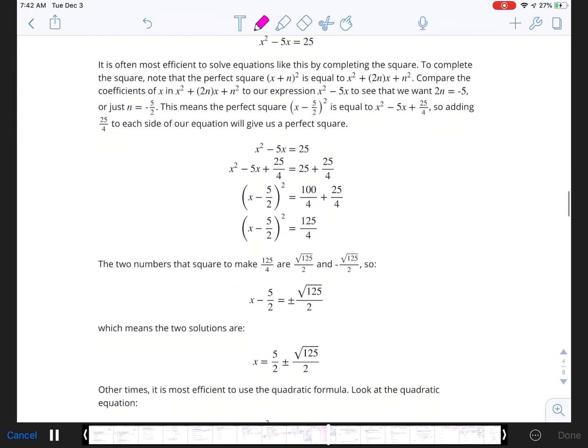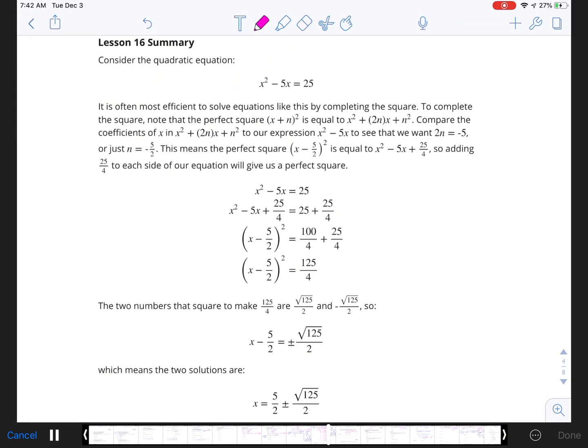All right, so we had two methods today, completing the square and quadratic formula. Completing the square is all about making this perfect square. So I want to have 2 times the middle and that number squared on the end. So to find it, you end up doing half of whatever the x term is. So in this one, it's negative 5, so it becomes negative 5 over 2.